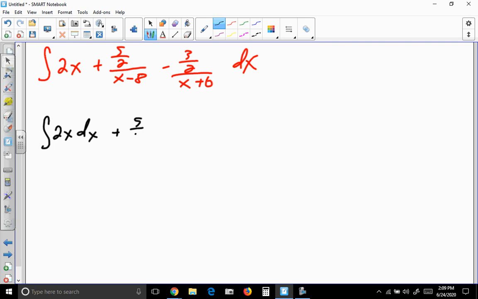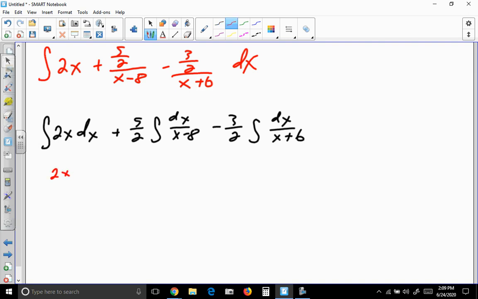And then we're going to pull the 5/2 out and integrate dx over x minus 8. Pull the 3/2 out, integrate dx over x plus 6. So for the first one, we're going to do power over that power. For this one, if this is u, this is the derivative of that, so that's natural log absolute value of u.